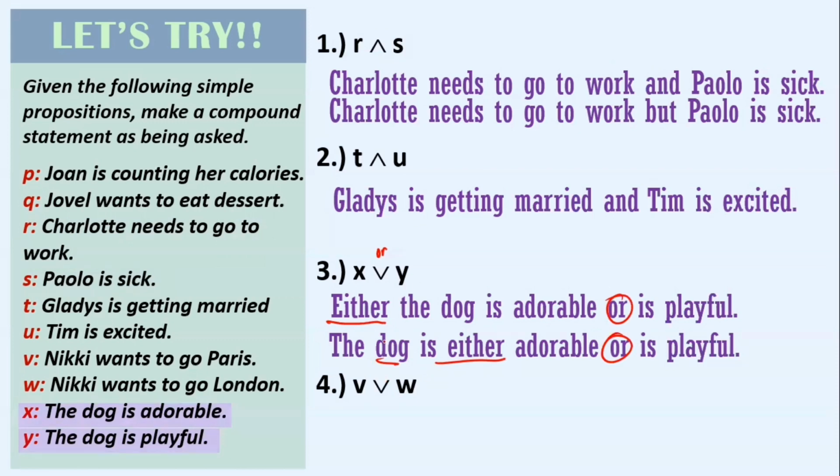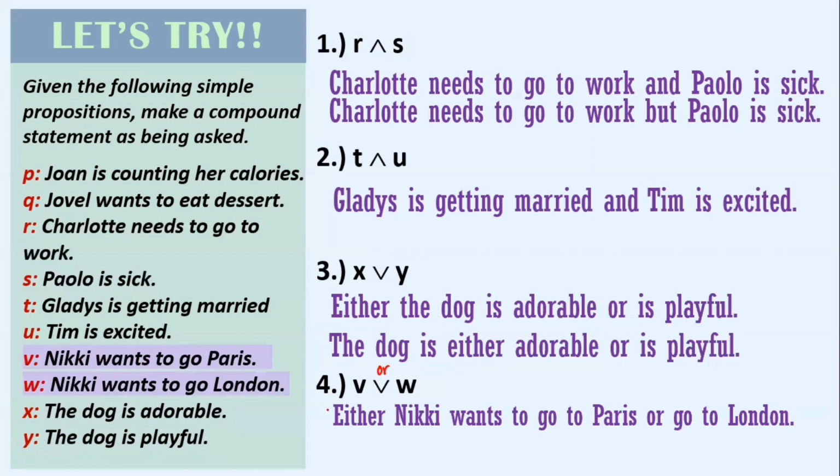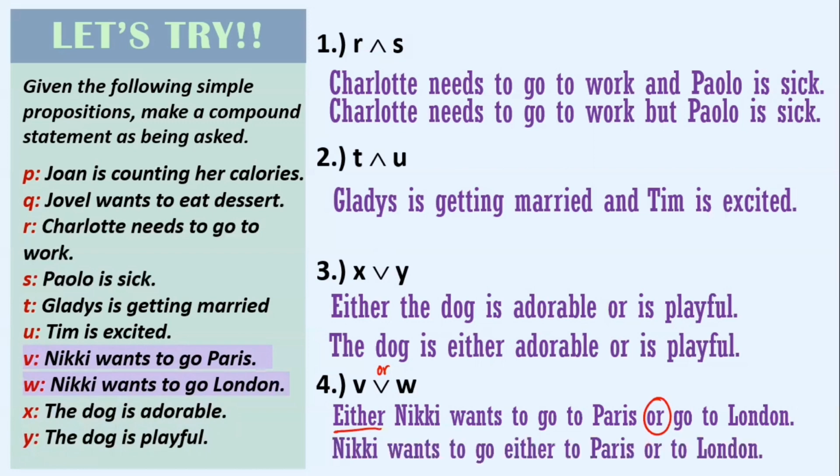Next, number 4: V or W. We take V and W. So we have: either Nikki wants to go to Paris, this is our V, or Nikki wants to go to London. So we have: either Nikki wants to go to Paris or go to London. Or we can say: Nikki wants to go either to Paris or to London.